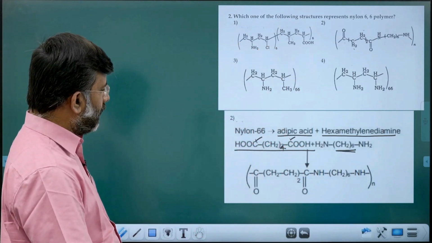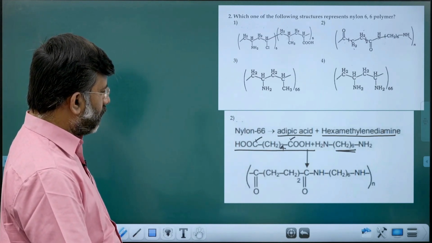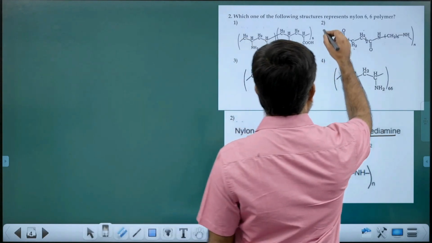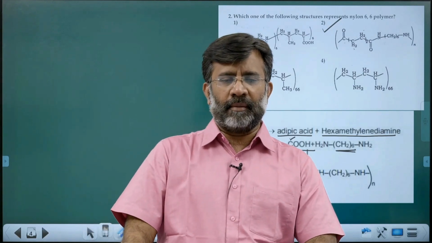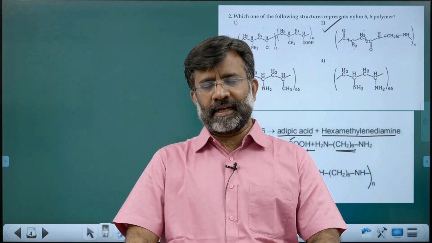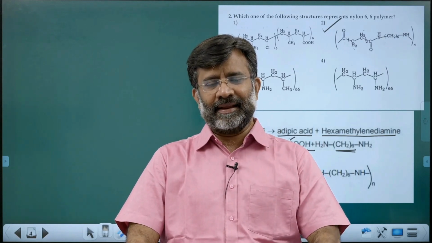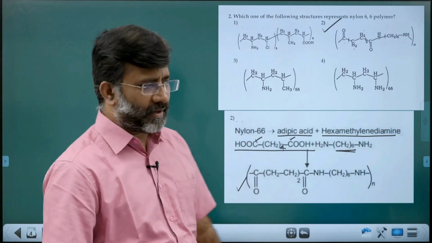Hexamethylene diamine and adipic acid. The obtained polymer will have such a structure, and it is the second choice, the correct answer. It's a polyamide. 6,6 stands for what? All of you know: 6 carbon atoms in adipic acid and 6 carbon atoms in hexamethylene diamine. Okay.